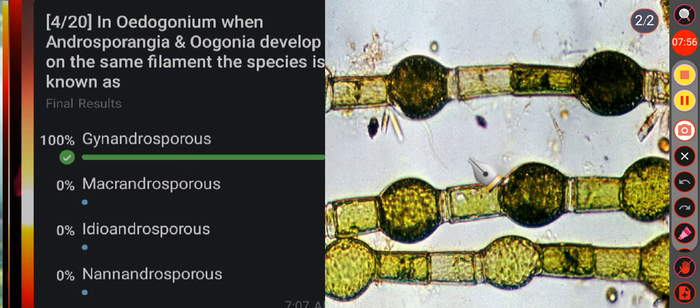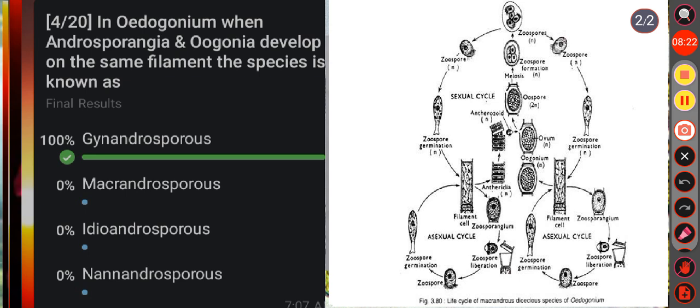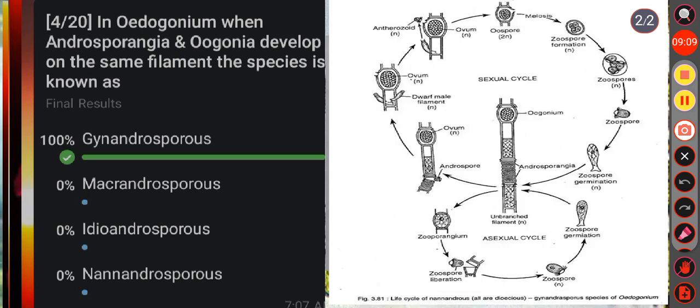We know Oedogonium is a genus of freshwater filamentous green alga, and the species of Oedogonium are divided into two groups, that is Macrandrous species and Nanandrous species, on the basis of distribution of the sex organ. In Macrandrous species, Antheridia are borne on filaments of normal size. But in Nanandrous species, the filaments bearing Antheridia and Oogonia show morphological distinction, in which male filaments, which are much smaller than the female filament, are called dwarf male or nanandrium.